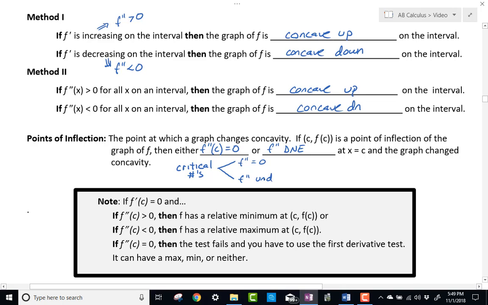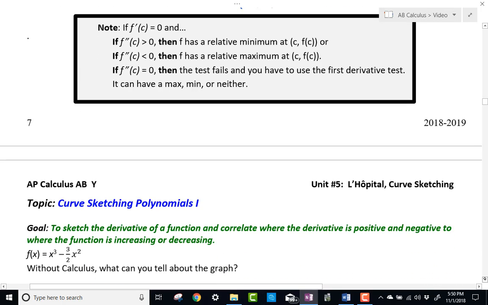All right. Okay, so let's take a look at some curve sketching then.